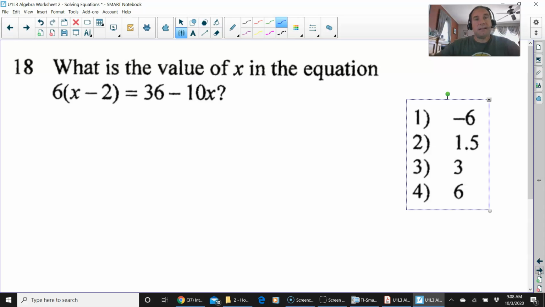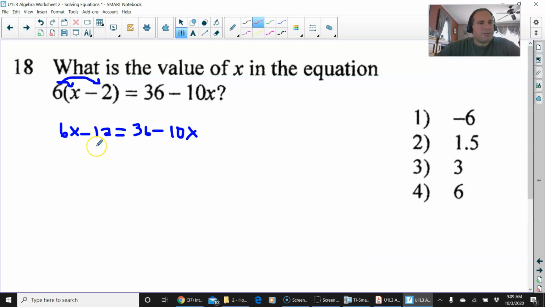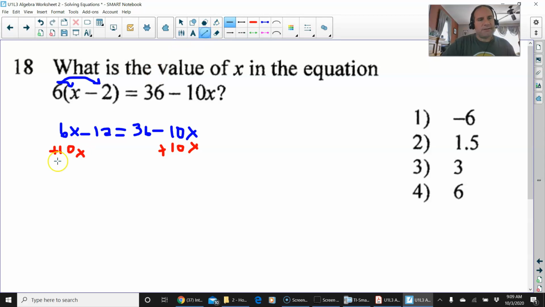Number 18, again with the distributive property. So after the distributive property, you have 6x minus 12 equals 36 minus 10x. You bring the smaller variable over to the larger variable all the time. Try to, at least. You have negative 10x here, so plus 10x on both sides, because you want to work in the positive. So you want to get those x's together first before you do anything else.